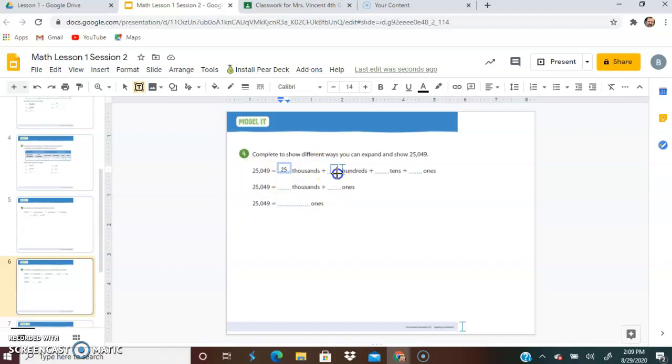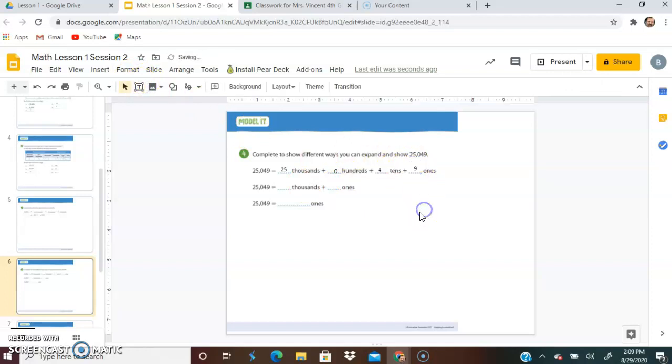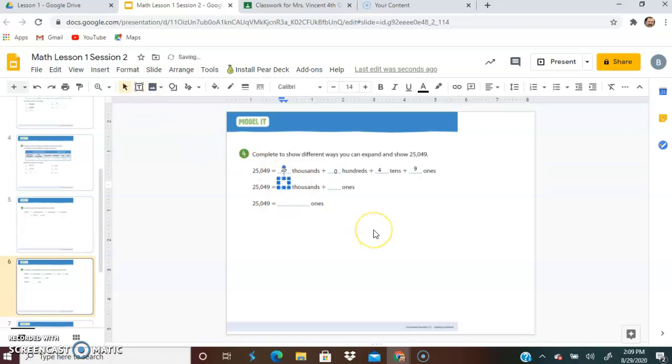For just the hundreds then, there are no hundreds, and I've already taken care of the 25,000s before it, so I just put 0 hundreds. For the tens, there are 4 of the tens, and for the ones, there are 9 ones. Okay, same value, 25,049. Let's check your work. Okay, once again, for thousands, there would have been 25 of those thousands.